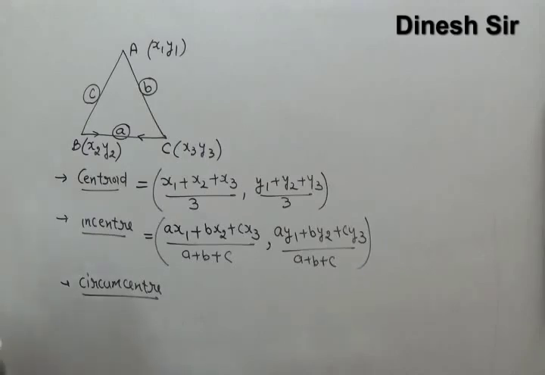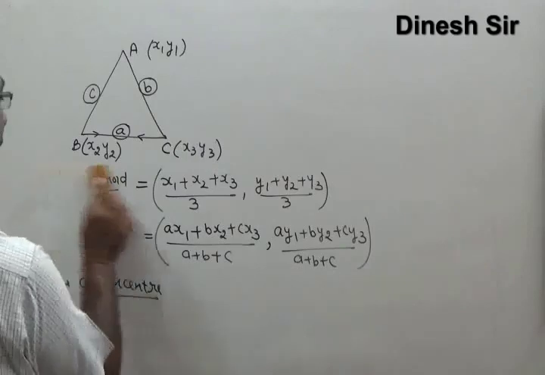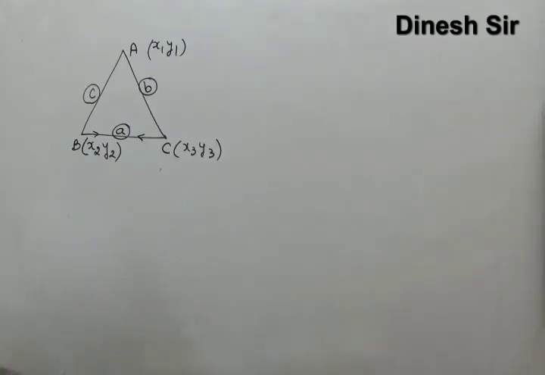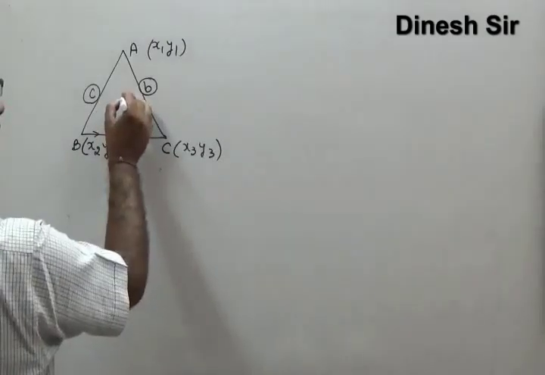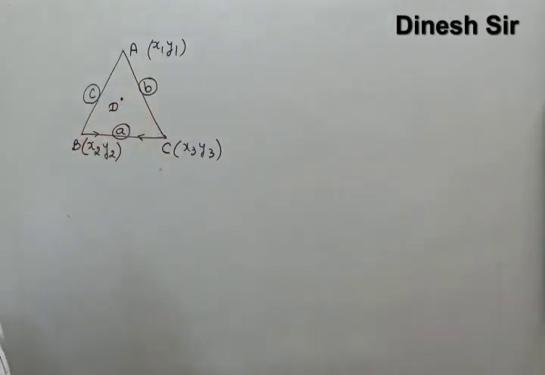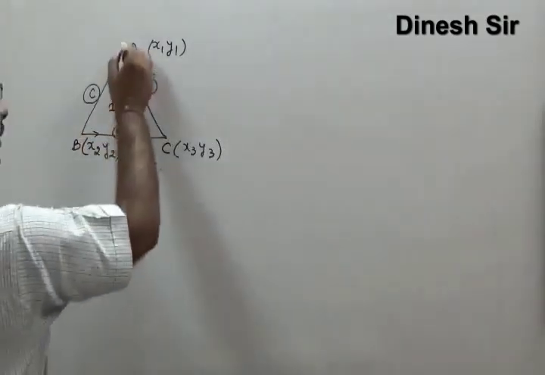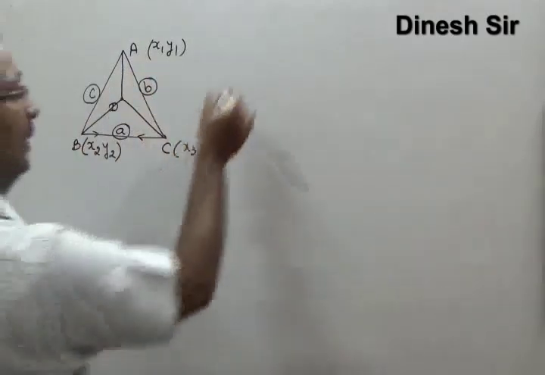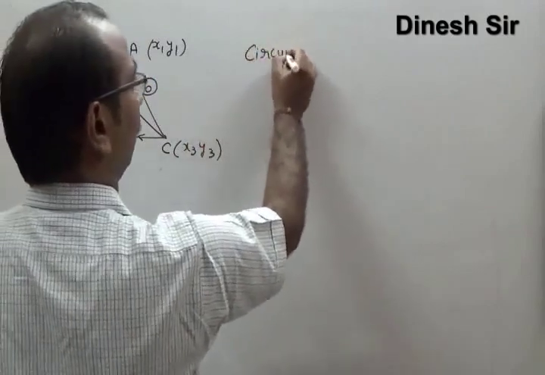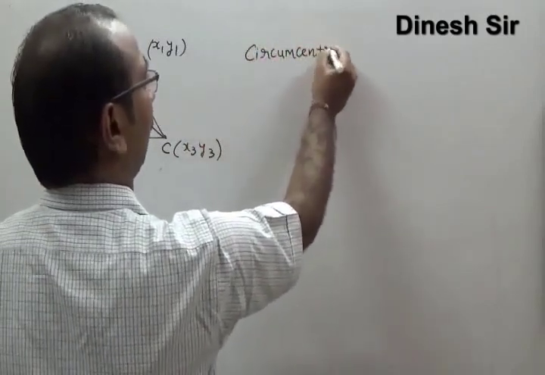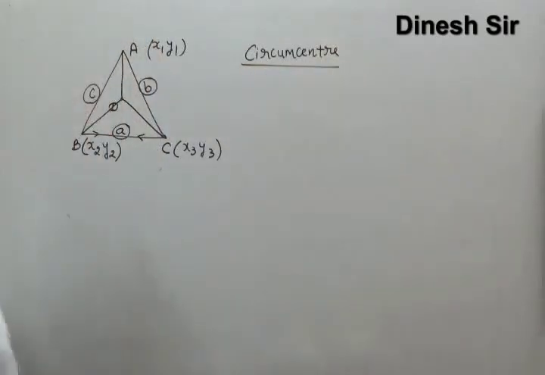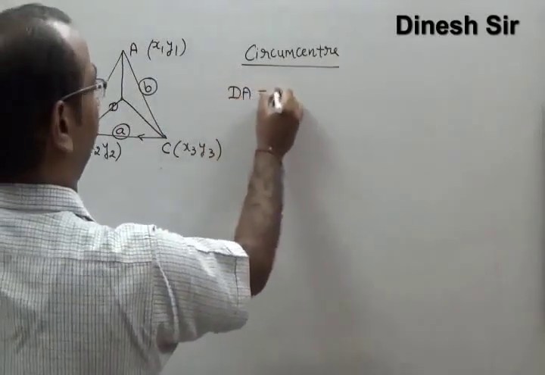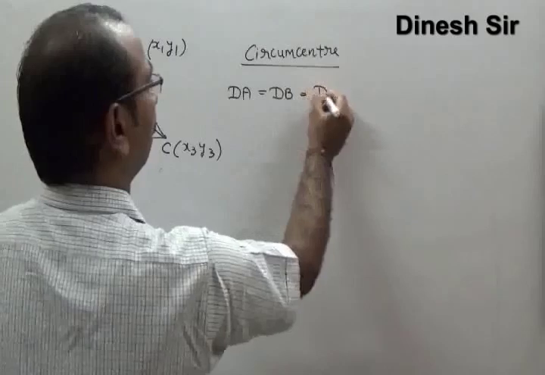Next is the circumcenter. Although we don't have any specific formula for the circumcenter, we apply the basic property of the circumcenter. We know that the circumcenter is a point which is equidistant from all the 3 vertices of a triangle. Suppose that point is D. So we may take it as DA equal to DB equal to DC.